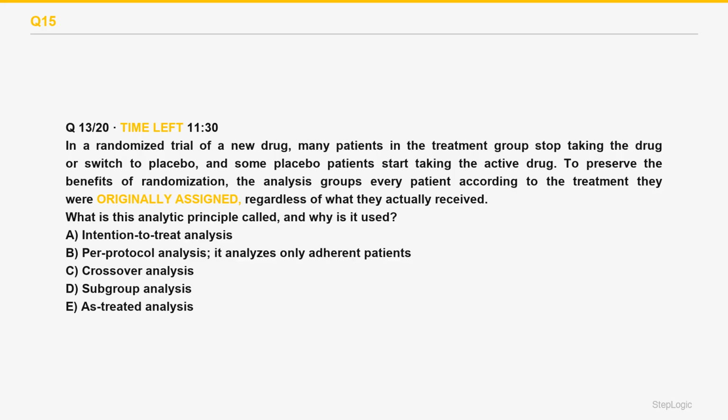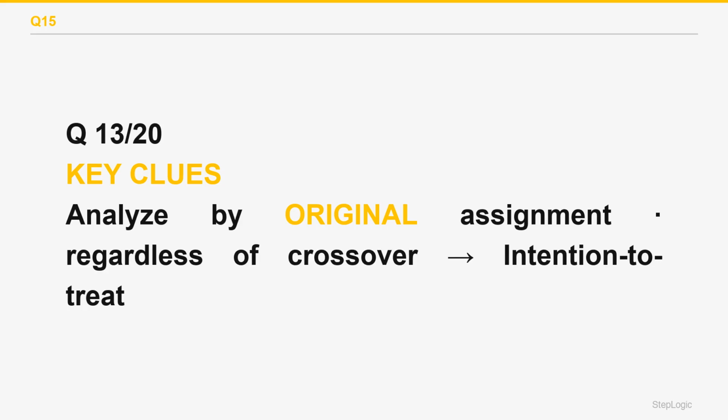Read the command: which principle and why. Analyzing patients by original assignment regardless of adherence, intention to treat, preserving randomization. This is intention to treat analysis. In an ITT analysis, every patient is analyzed in the group to which they were originally randomized, no matter what treatment they actually received, whether they dropped out, switched, or were non-adherent.